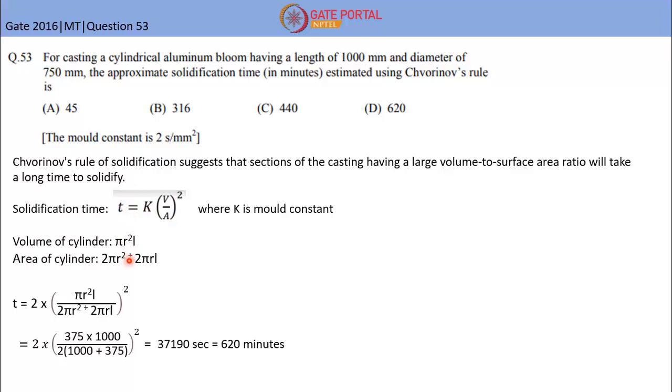So I have calculated here by this equation, pi r gets cancelled, and you can do a simple calculation to get 37,190 seconds. Note that we are required to give the solidification time in minutes. So convert these seconds into minutes, which comes out to be 620 minutes.